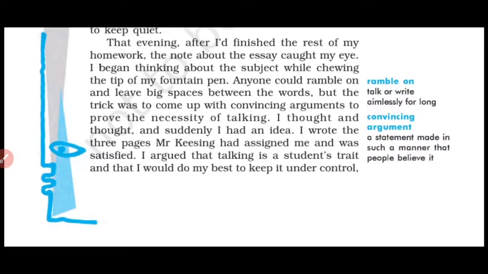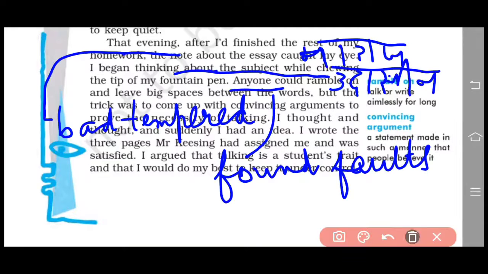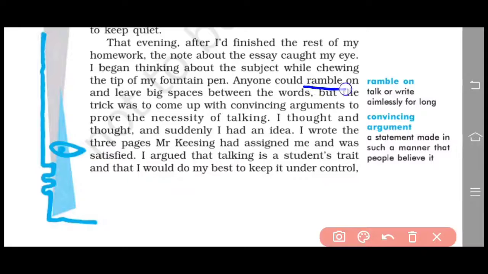Anyone could ramble. Ramble on means to talk or write aimlessly for long. Means if we have to write anything and everything, then we can write. But she wanted to write something sensible, and she wanted to give some convincing arguments so that the other person starts believing in what we want to say.